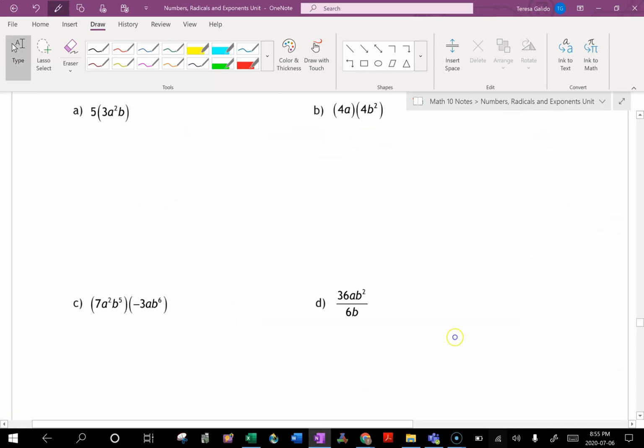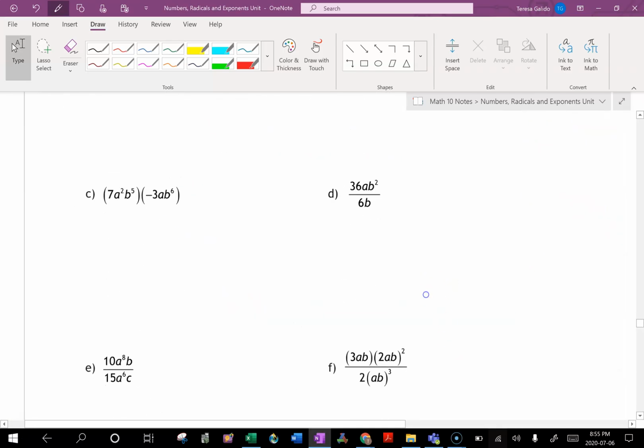So let's do a few examples on example 2 here. Let's do letter C. So when we are multiplying these expressions here, what we can do first is multiply your numbers. 7 times -3 is -21. And then I can put together a squared times a here. That's actually a cubed, there's 2 a's here and 1 there. And for the b, that would be b to the 11th. Where did I get 11? 5 and 6.